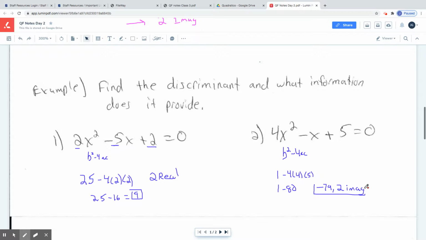So for ones where it says find the discriminant and say what number and nature of solutions you have, it just means say two imaginaries, two reals, whatever it is. So you write down the discriminant and that information.